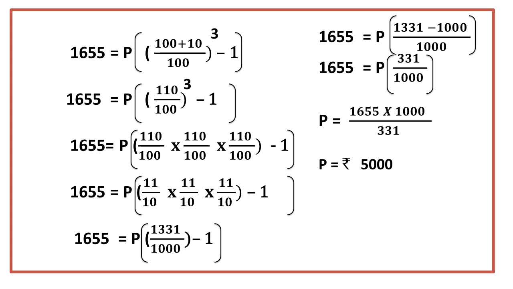1655 is equal to P into, LCM is 1000. So 1331 minus 1000 will lead to 331 by 1000. And in the last step, we have 1655 is equal to P into 331 by 1000. That means do the cross multiplication. P is equal to 1655 into 1000 by 331. Hence the principal amount will be equal to Rs 5000.